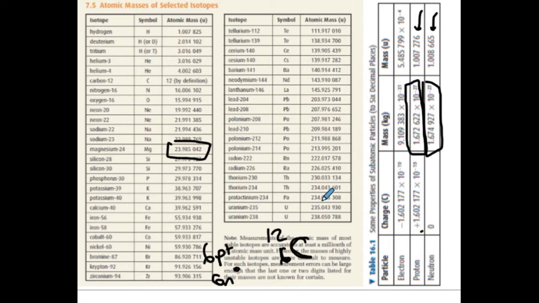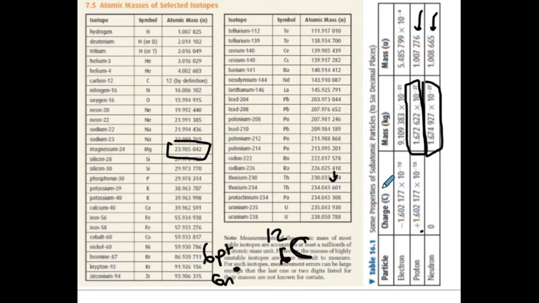Where's thorium? Oh, here it is. Here's thorium-234, right down below here. Thorium-234 is going to be 234.043601. The last thing we need is the alpha particle.